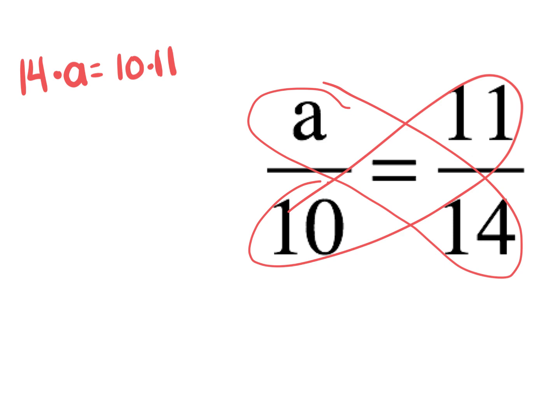What is 10 times 11? Haley's got it. 110. So 14 times a is equal to 110. Scarlett told us this step last time. What am I going to do to get my final piece of information? Instead of doing 14 times and doing guess and check, what's the opposite of multiplication that's going to help me solve this? Division. I'm going to divide by 14. So 110 divided by 14.